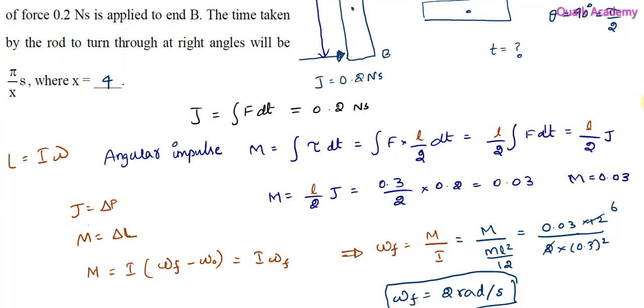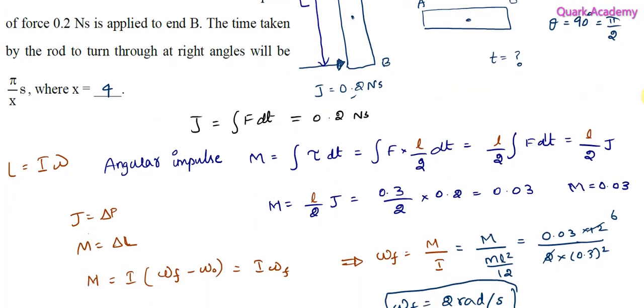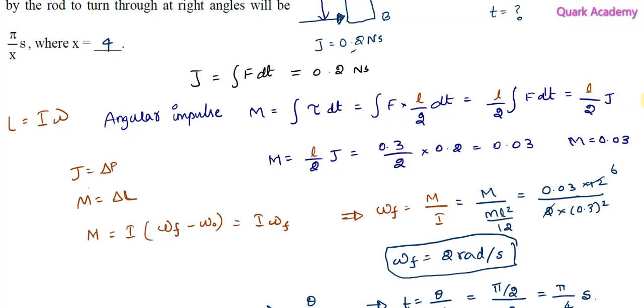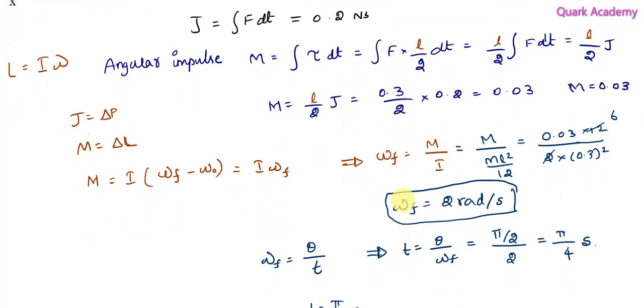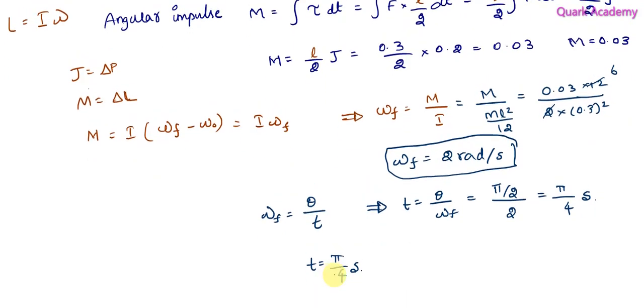That's all. So try to understand the process in which we find the time period. Initially, I started with the linear impulse. Then I moved to angular impulse that I tried to write in terms of linear impulse. Then I tried to write in terms of angular velocity. Using that angular velocity and angular displacement, I figured out the time period or the time taken.